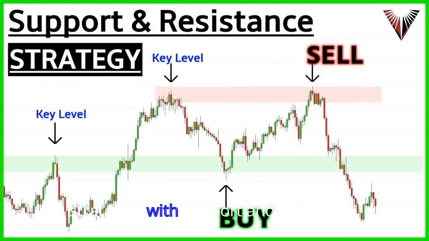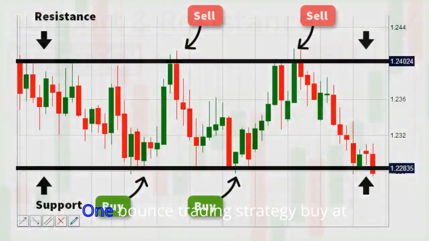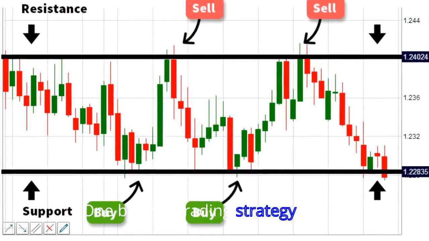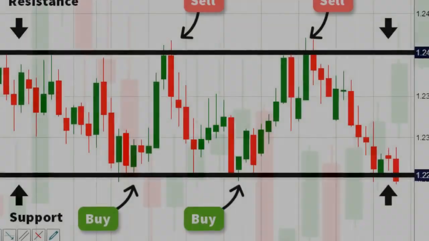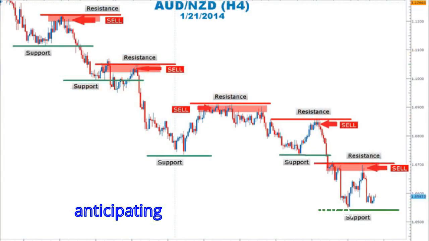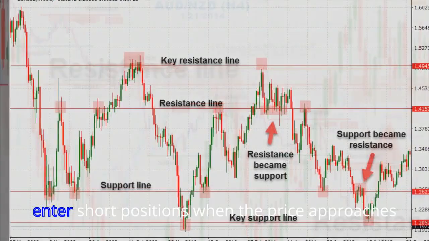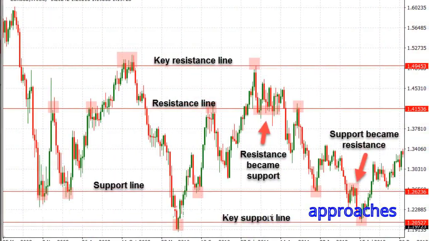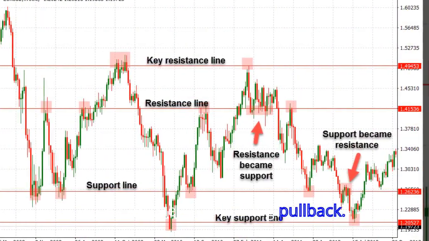Trading strategies with support and resistance. 1. Bounce trading strategy. Buy at support. Enter long positions when the price approaches a support level, anticipating a bounce. Sell at resistance. Enter short positions when the price approaches a resistance level, expecting a pullback.